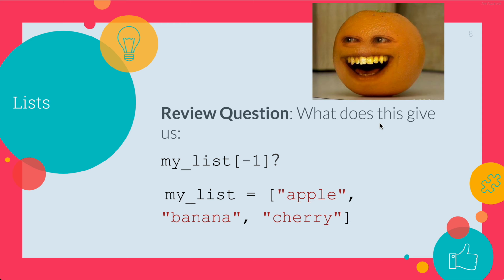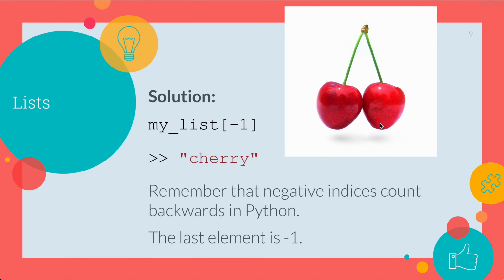Here's another review question. What does this give us? Mylist open bracket -1 close bracket, where mylist is the same list as before, apple, banana, and cherry. The answer is this returns cherry. Remember that negative indices count backwards in Python, thus the last element of the list is -1.